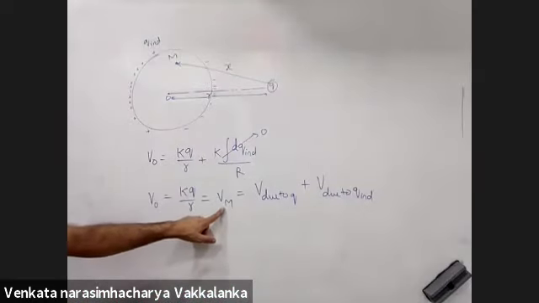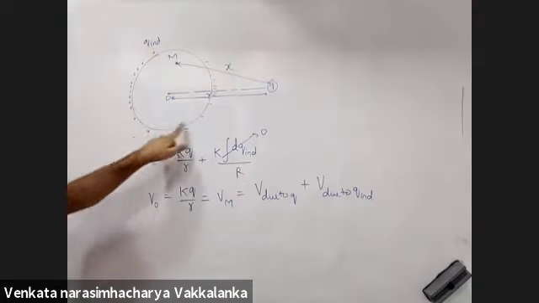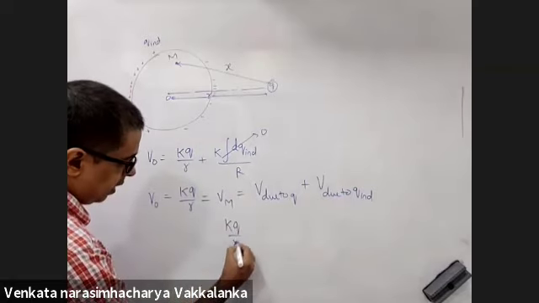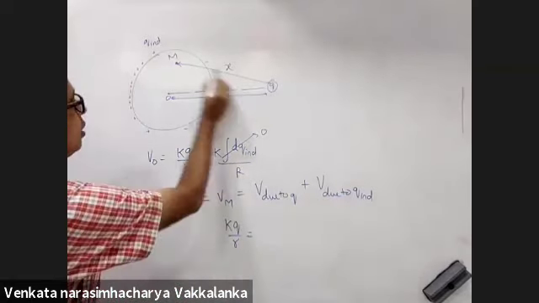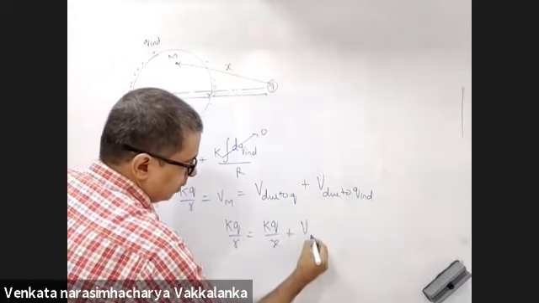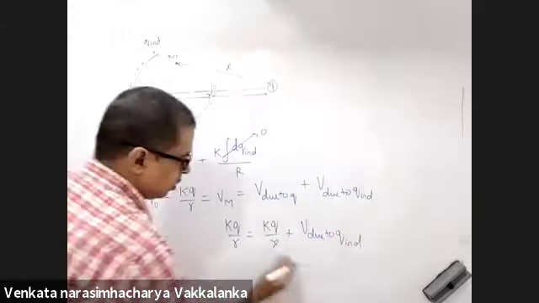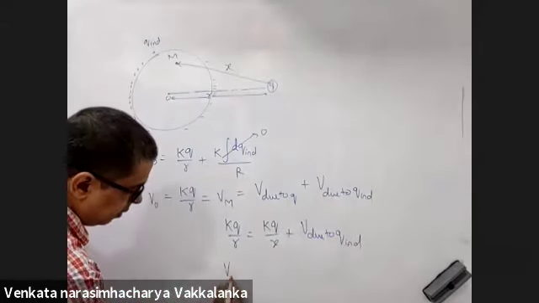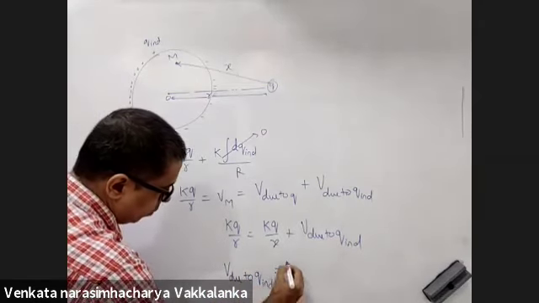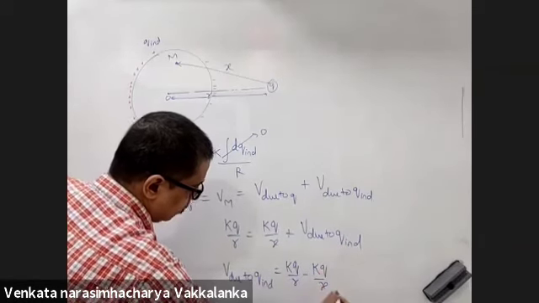Net potential at M is this quantity. Potential due to Q and potential due to Q induced. KQ by R is equal to potential due to Q at this point, KQ by X, plus potential due to Q induced. Bring this to the left. Potential due to Q induced will be KQ by R minus KQ by X.